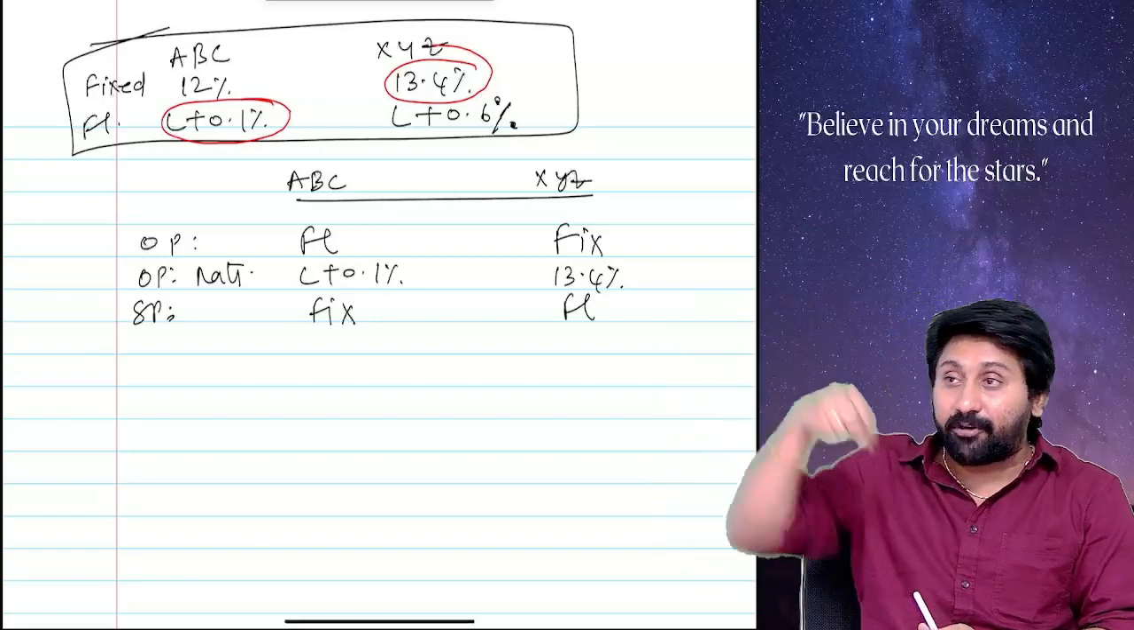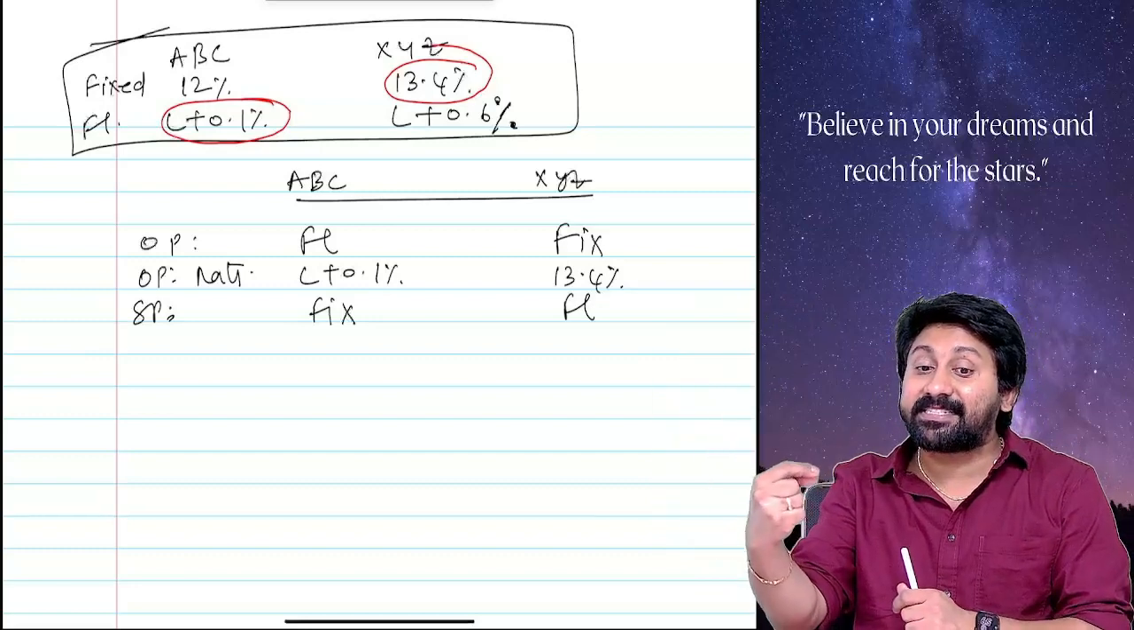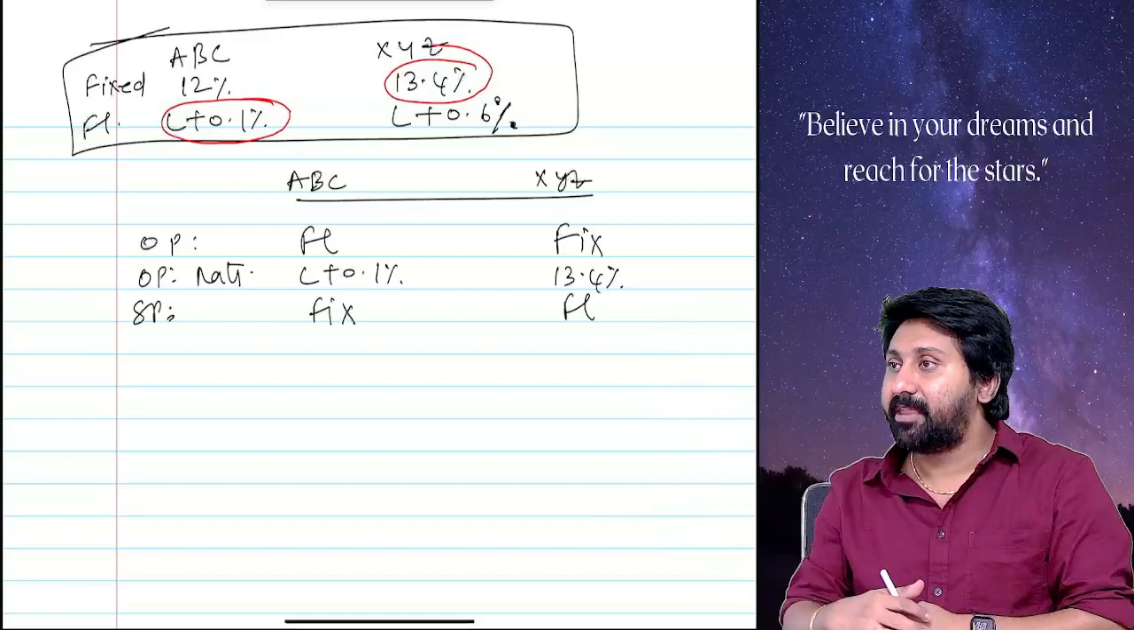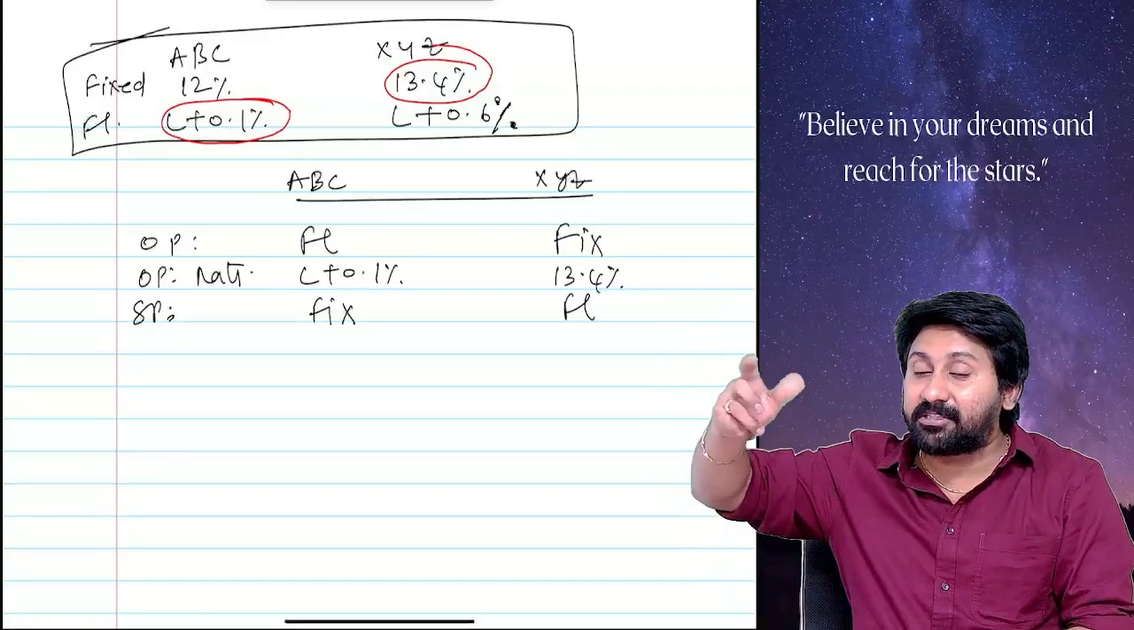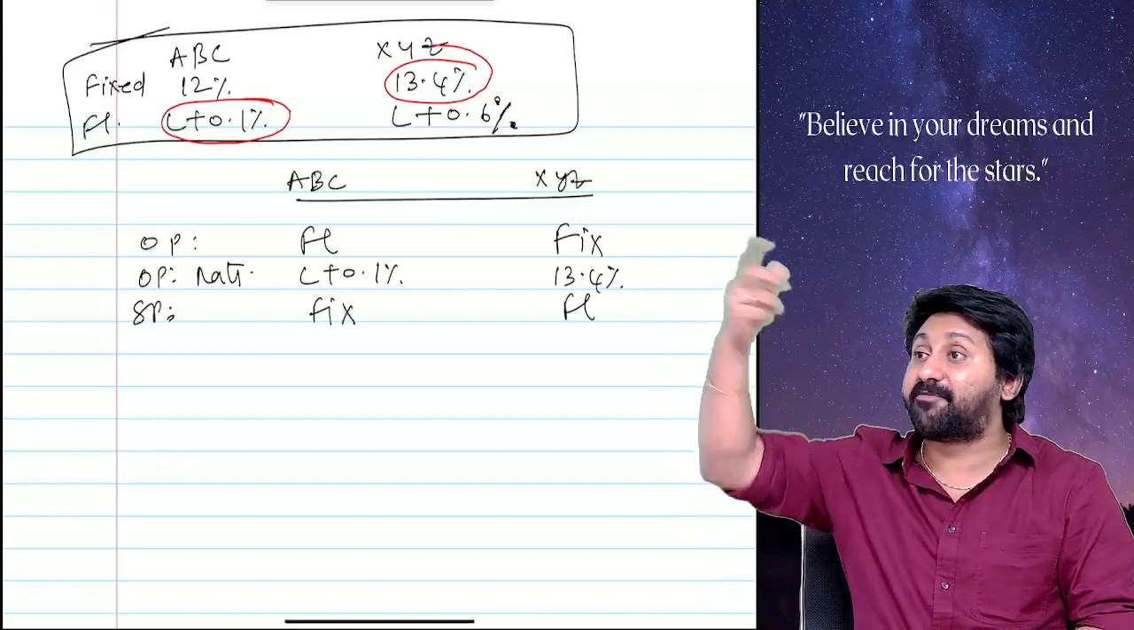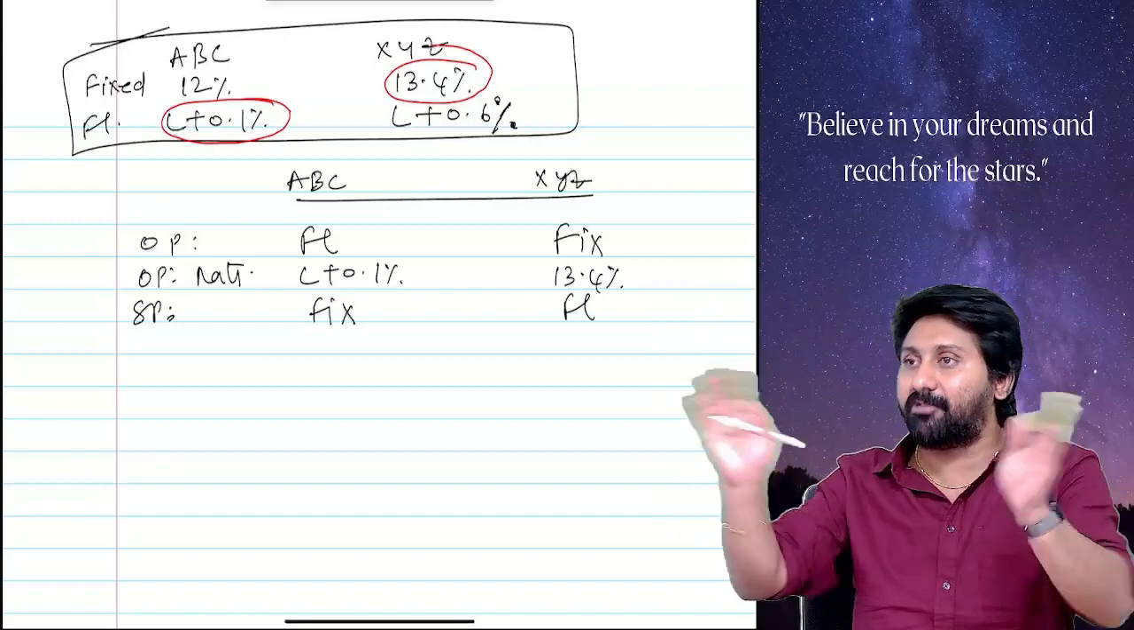ABC wants to take floating. ABC's fixed rate is very low. XYZ's floating is high, but the difference in ABC's fixed rate versus XYZ's is very high. They wanted to take advantage of it.